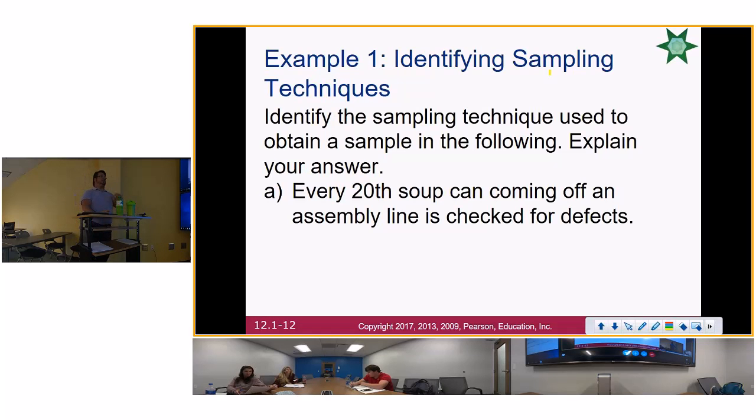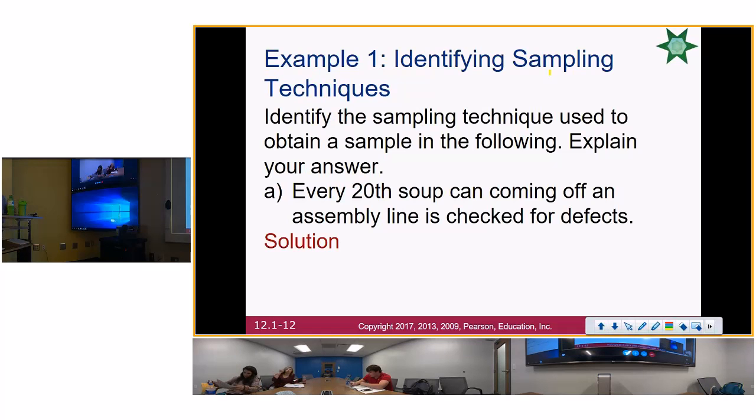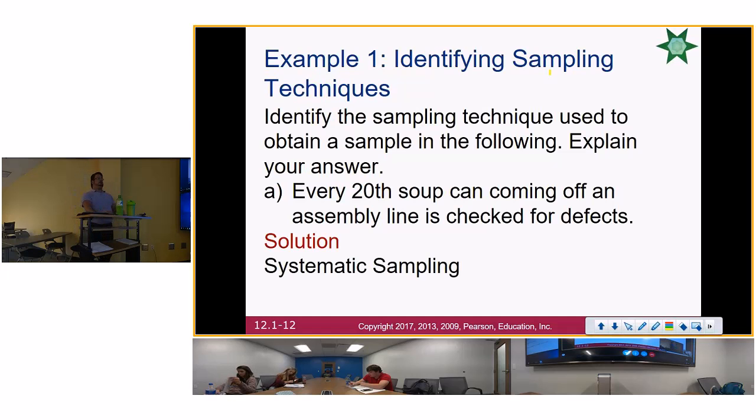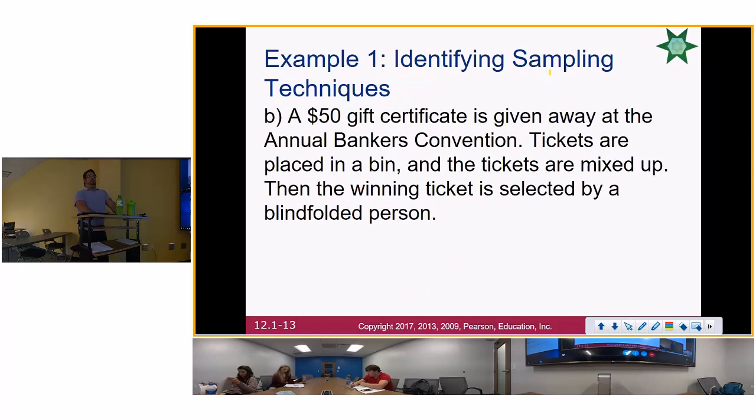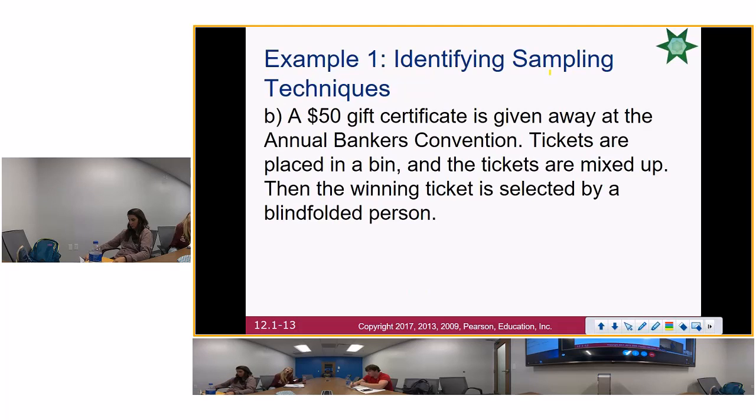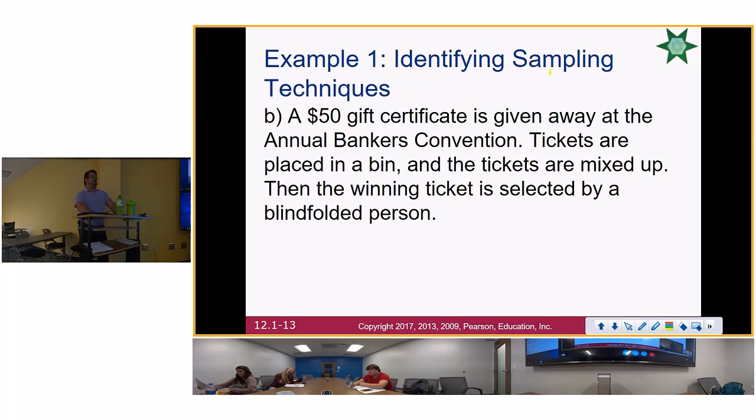Okay, I'm not going to go through this. That's every 20th. When you see every 20th or every 7th, that is what? That's a systematic. I'm not going to go through these, but place in a bin and all tickets are mixed up. That's a random sample.